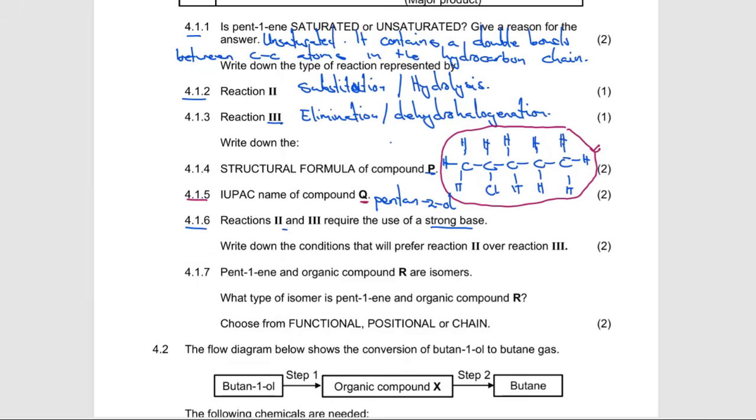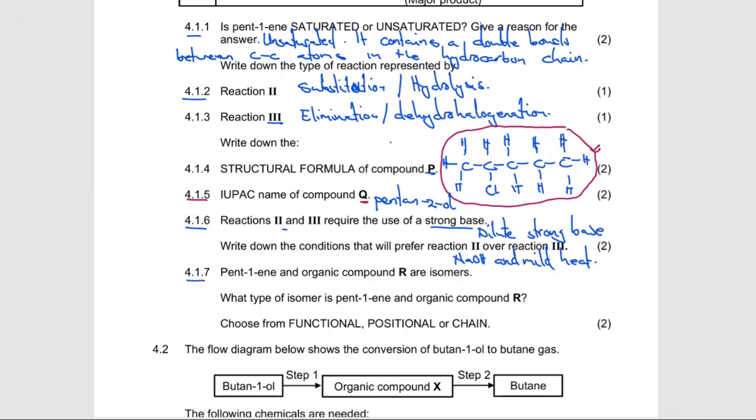So instead of using a strong base, we're going to use a dilute strong base, right? So this is our answer there. We're going to opt for a dilute strong base, like sodium hydroxide, NaOH, and mild heat, right? So mild heat. So this is how we attempt question 4.1.6.